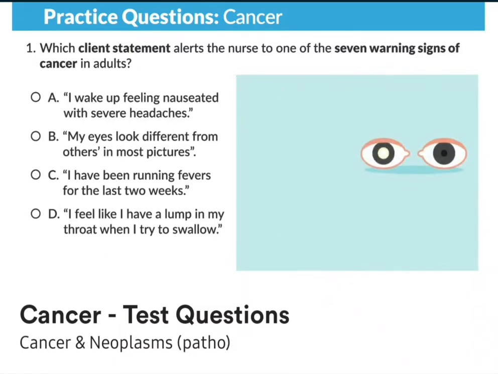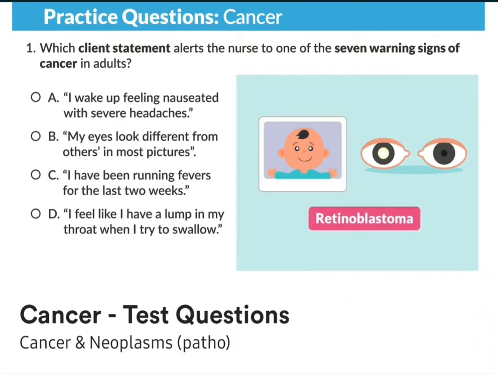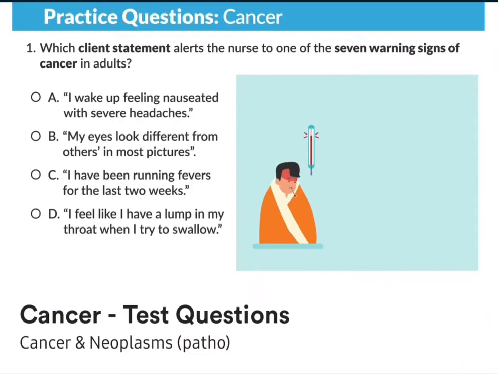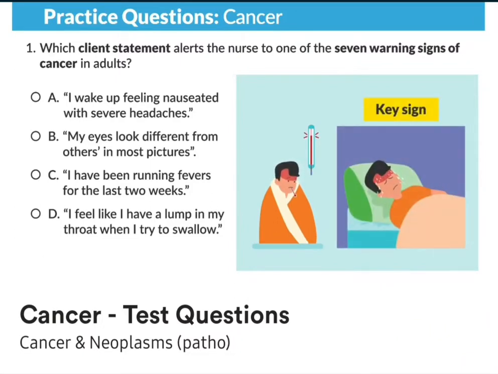Now, eyes that look different in pictures could actually mean eye cancer, but that is typical of pediatrics and not adults, called a retinoblastoma, which we cover in a separate video in the pediatric course. Now for option C, I've been running fevers for the last 2 weeks. Now this one was really close, but it's incorrect. Running fevers is actually a sign, but a key term that was not mentioned is night sweats. This would be a classic sign of adult cancer.